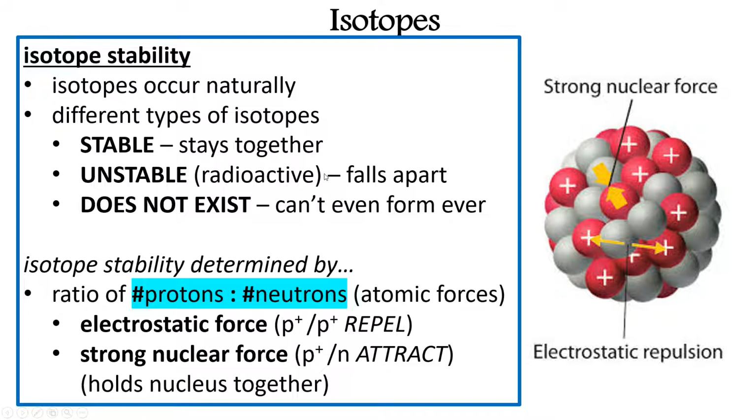The unstable ones, the strong nuclear force isn't quite enough to keep it together because of how many neutrons to protons you have. And then if it can't exist, it means it's not even going to come together at all. You don't have the right number. You don't have the right ratio.